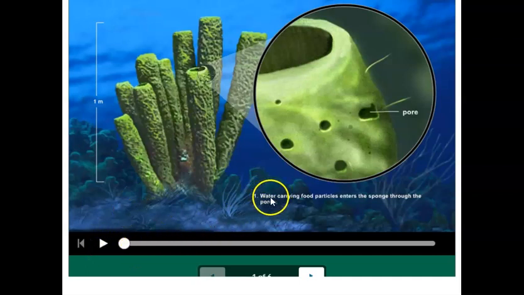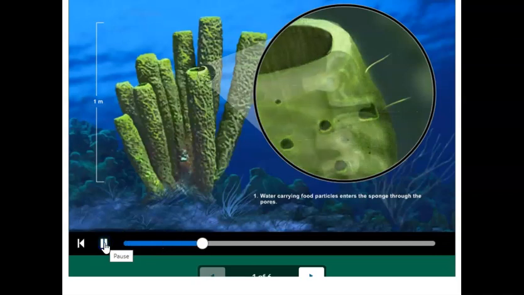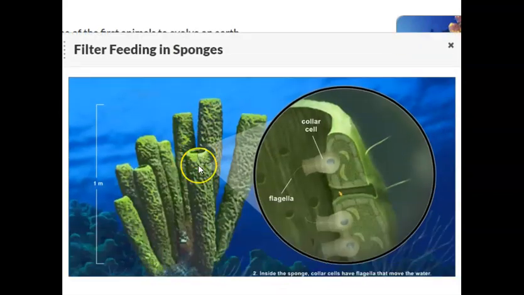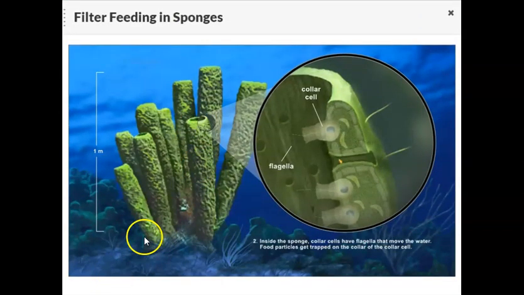You can see that water carrying food particles enters the sponge through the pore. So water comes into the sponge. The water is carrying microscopic food particles. I'll click play, and you'll be able to see the magnification even further, and then the little tiny food particle coming in through the pore of the sponge. And I'll scroll back up. There we go.